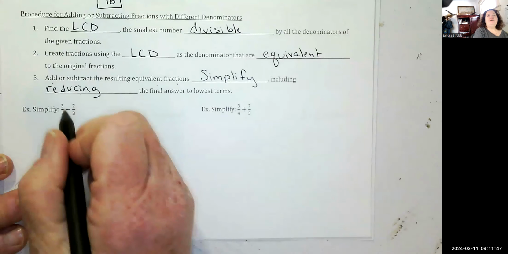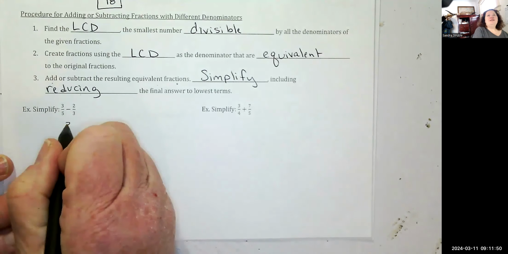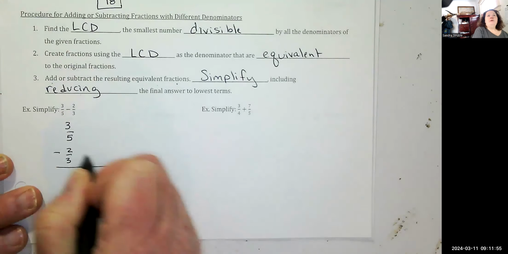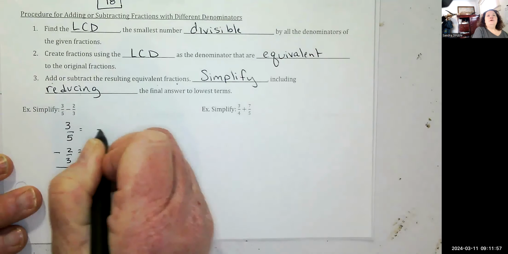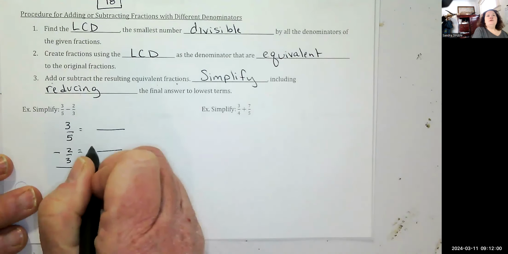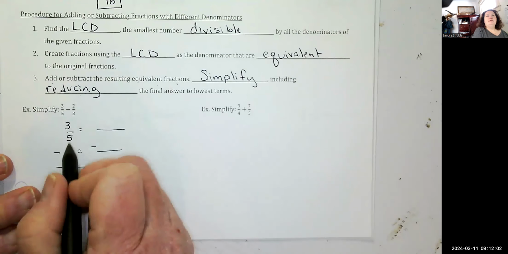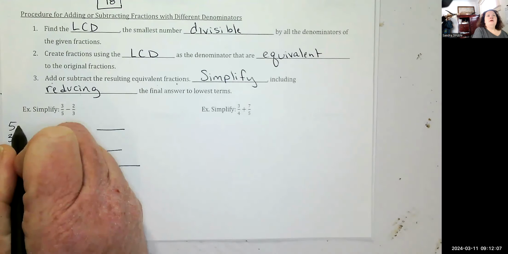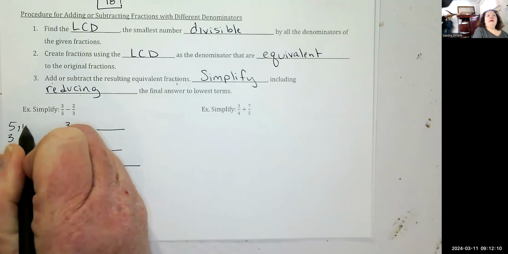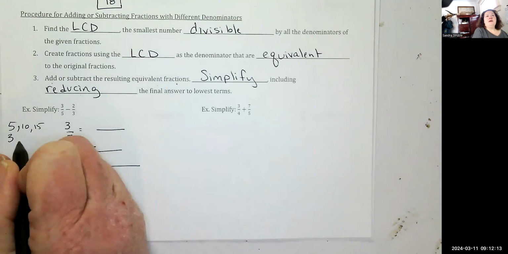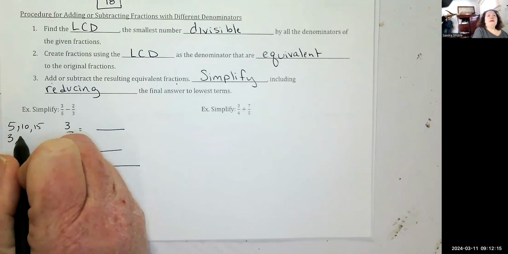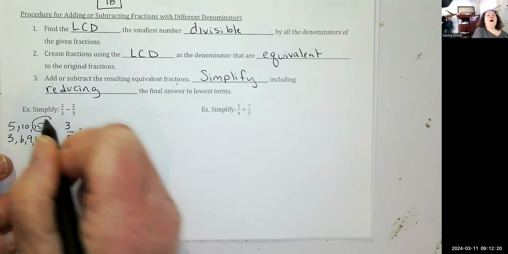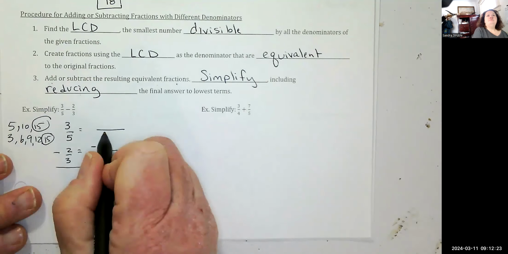All right, 3/5 minus 2/3. I'm going to set them on top of each other. When I set this up, I'm going to have my equivalent fractions, and this one's going to be a negative. 5 and 3, what do they have in common? Multiples of 5 are 5, 10, 15. Multiples of 3 are 3, 6, 9, 12, 15. So their common denominator is going to be 15.